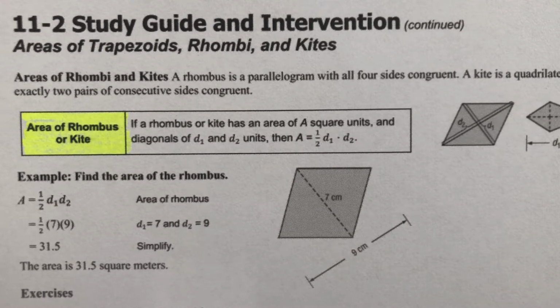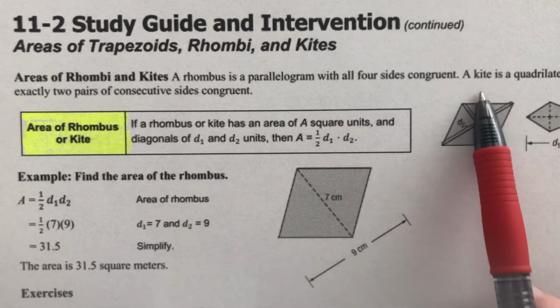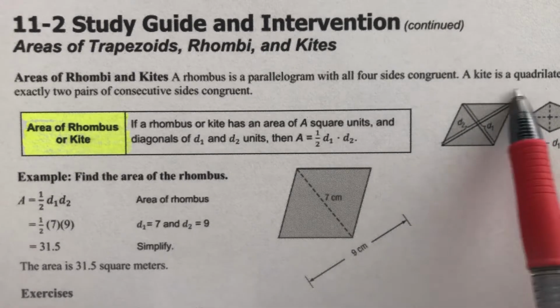A rhombus, if you remember, looks like a tilted square. So it's just like a parallelogram. Both pairs of opposite sides are parallel, but it doesn't have to be straight up and down. It does not have to have 90-degree angles like a square. It can be tilted a little bit, but all four sides are congruent, right, for a rhombus.